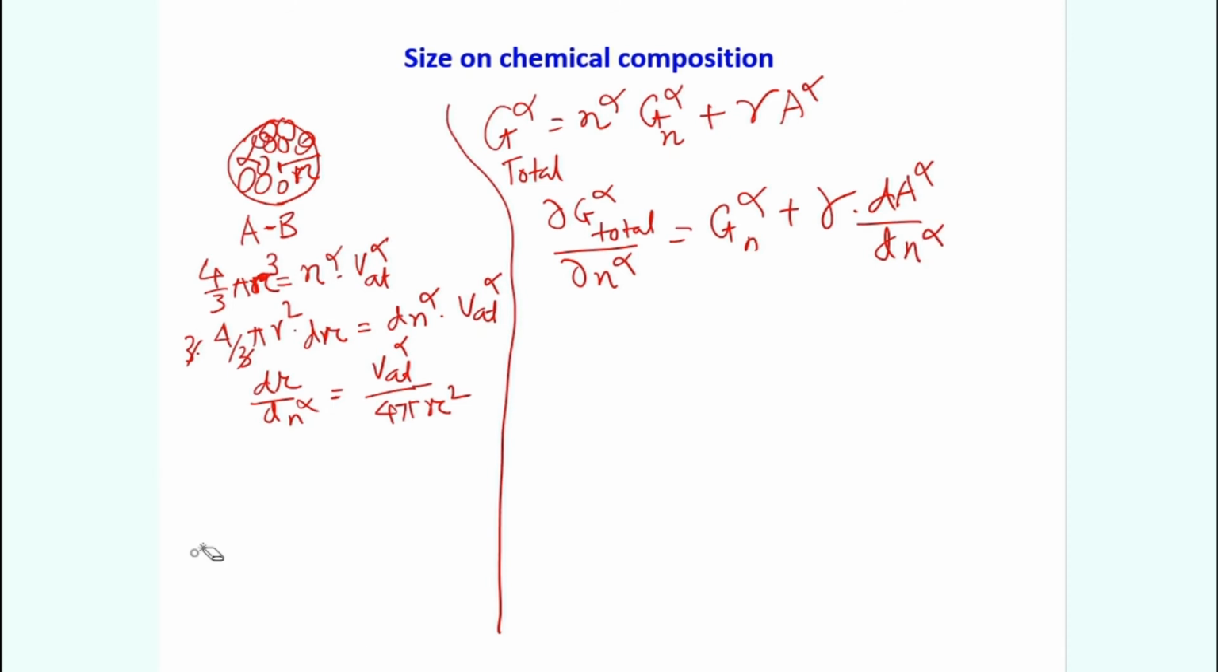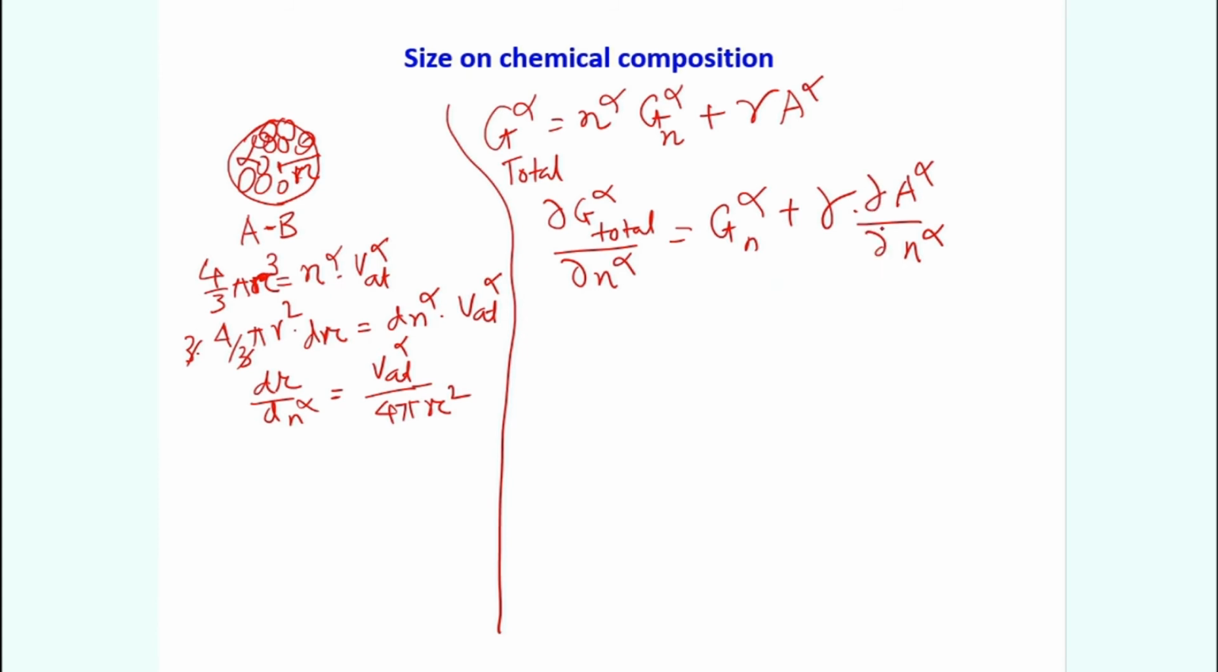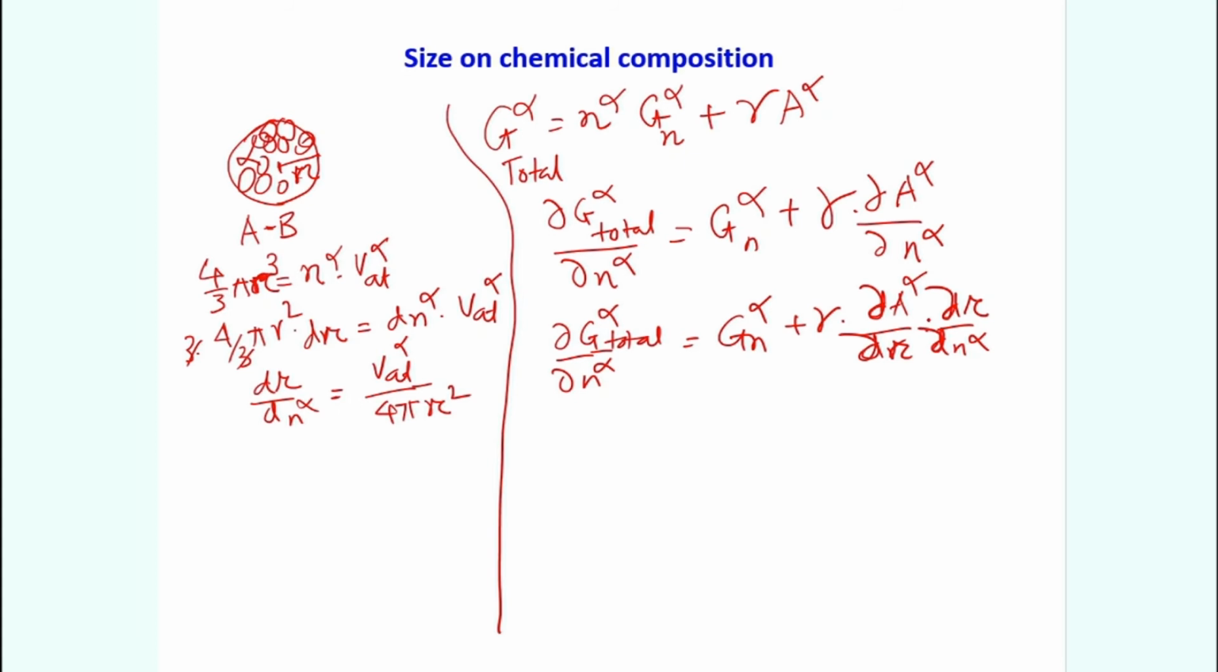Obviously, it will not be d alpha by dn alpha, right? It will be partial. Am I clear? Well, I can write this equation like this. Now you understand why I derived this term, del r by del n alpha. Okay, the second term, why did I do that? So you understand now, right?